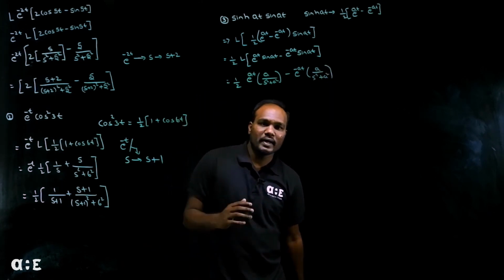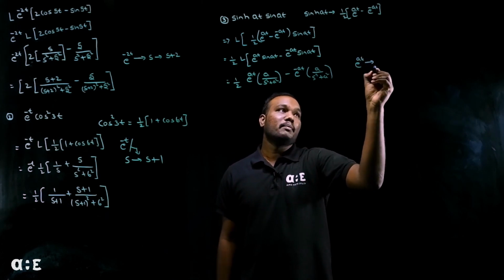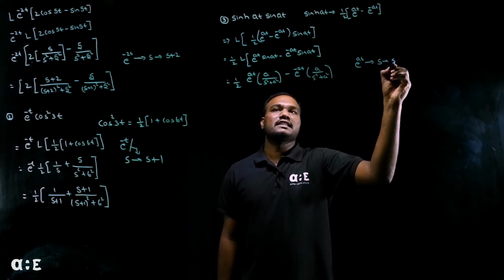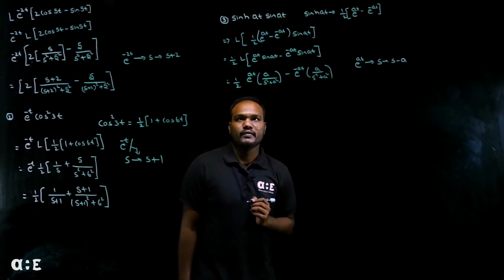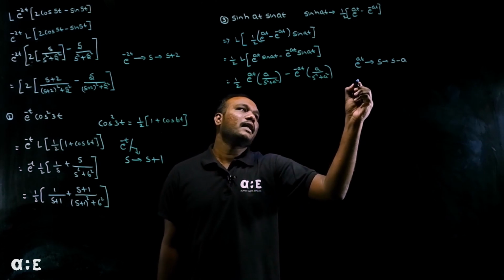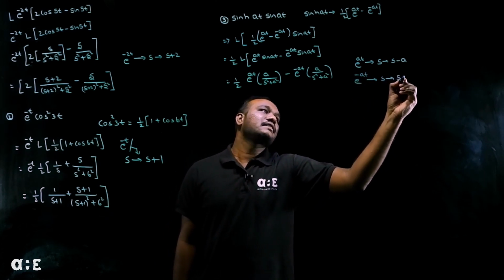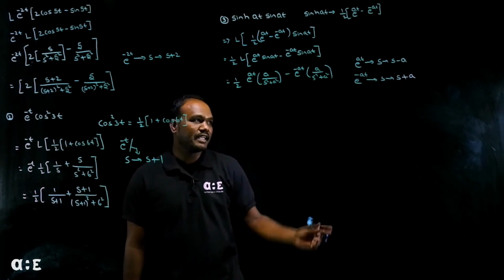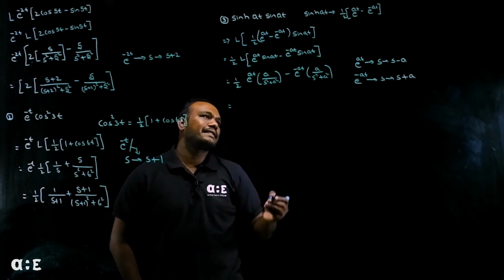What is the difference? Now we have to eliminate e power at. First we will take e power at by shifting s with s minus a, because we have positive, we have to take negative. And also we can eliminate e power minus at with s plus a, that is basically shifting s with s plus a. So let's do that. So let's substitute into this.